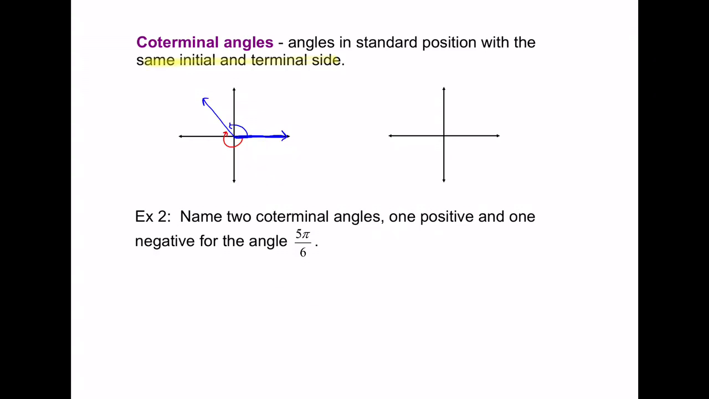So coterminal angles are in standard position with the same initial and same terminal side. And you can also go even more. You can actually rotate more than 360 degrees or more than 2 pi, and that would create another angle. There's a lot of different angles that have the same initial and same terminal side.